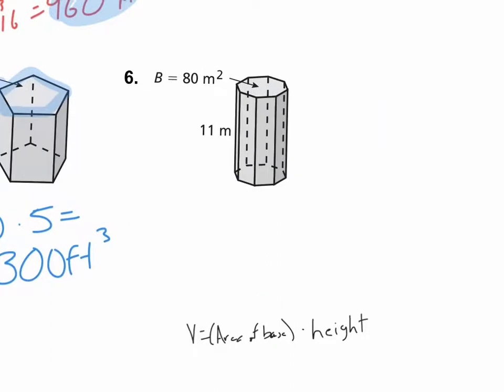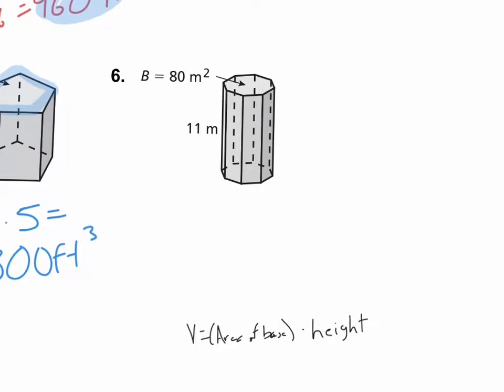Okay, on this one, let's go ahead and let you pause the video and try it. Okay, so the area of the base they already gave you, which was 80. And they gave you your height, which is 11. So 80 times 11 gives you 880. And we label it meters cubed.